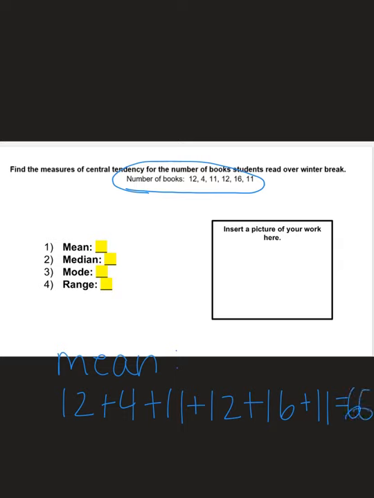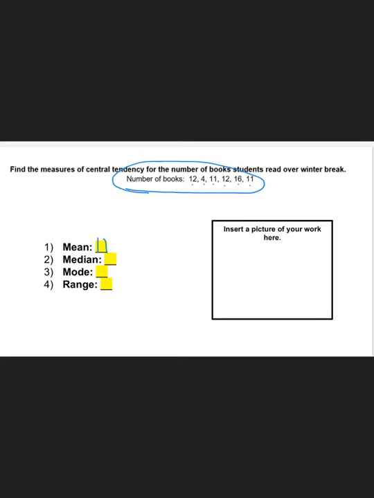And then from here, we take our 66 and we divide by the amount of numbers in our data set. And in this case, we have 1, 2, 3, 4, 5, 6 numbers. 66 divided by 6 should get me a mean of 11. And remember, you can use a calculator for this unit. So I used a calculator for this. Feel free to do it as well.